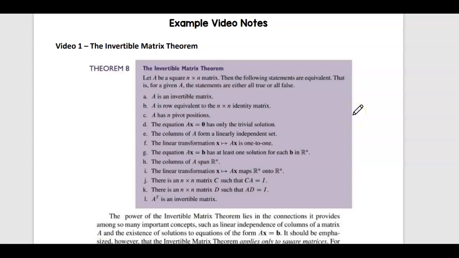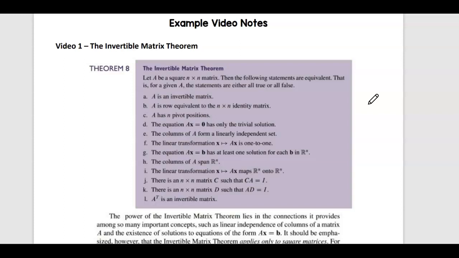All right, so we're going to talk about some of the properties of inverses, things that are true and not true. Here is a theorem from our textbook, and what this is basically saying is all the statements have to be true. So if one is true, they're all true. If one is false, they're all false.